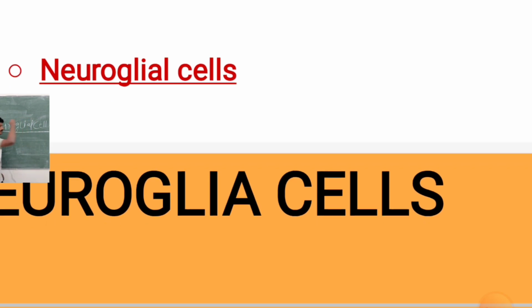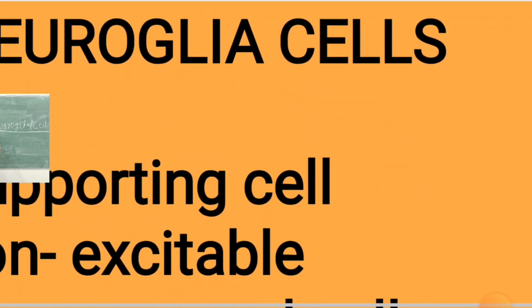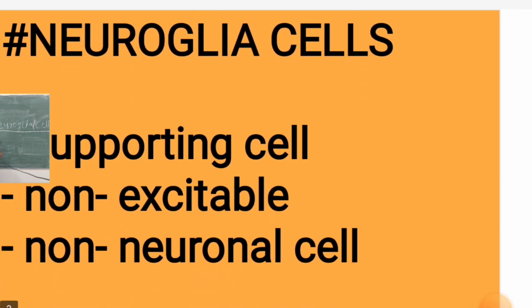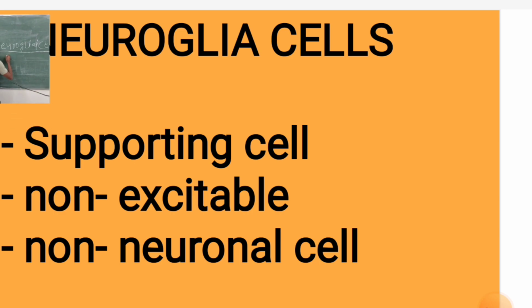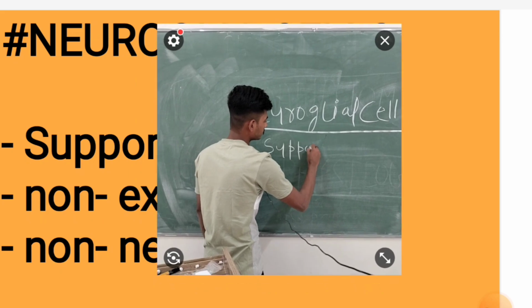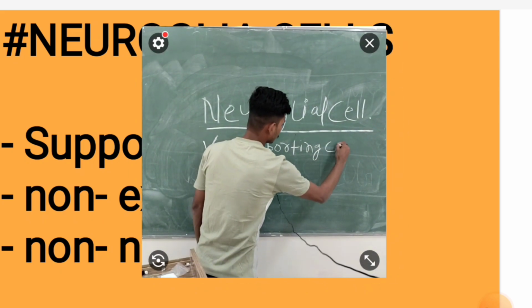Neuroglial cells are also called supporting cells, as they are involved in the supporting of the neurons. So they are known as supporting cells.